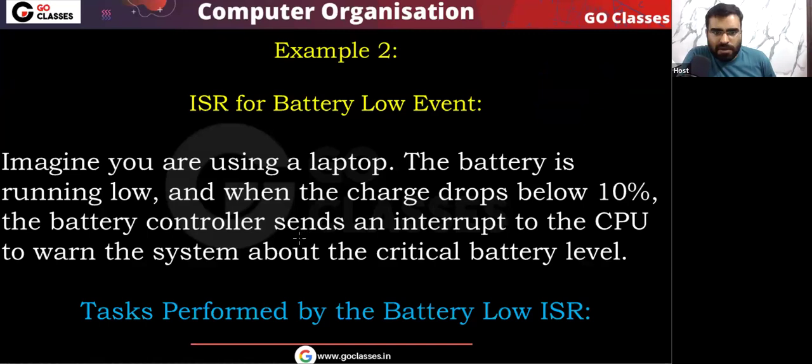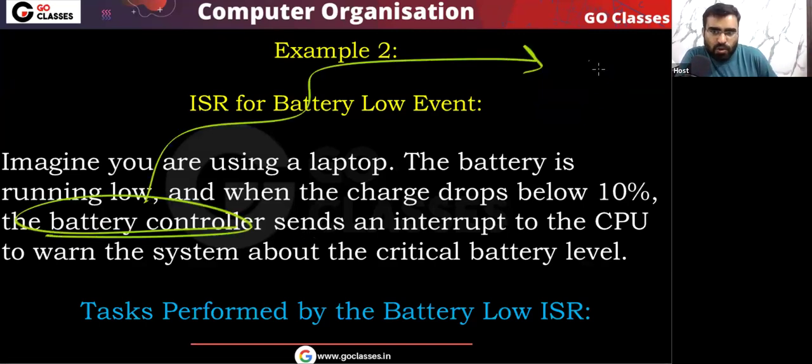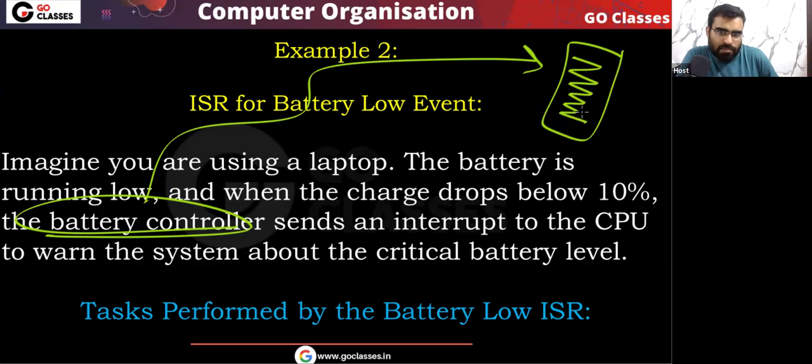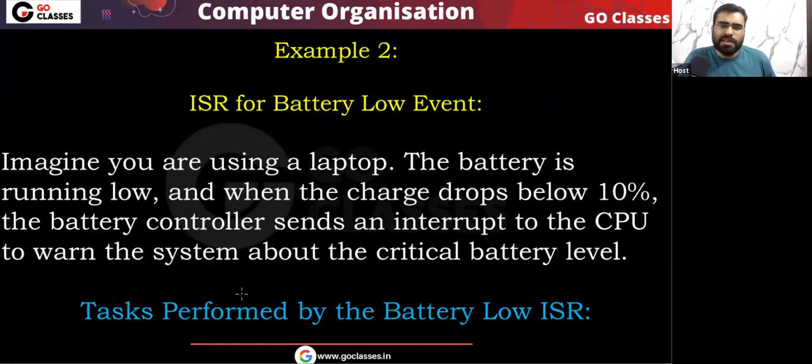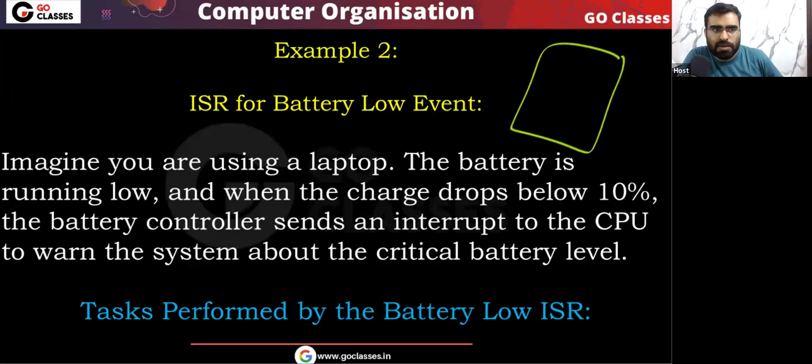So remember, very simple. When this interrupt from the battery controller goes to the CPU, the CPU needs to service this interrupt. To service this interrupt, the CPU will execute a program. This program will be called the interrupt service routine for the battery low event. Okay, very simple. So can anyone guess what will happen inside this interrupt service routine? Just take a guess. What will the CPU do?